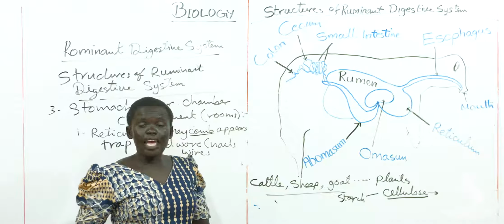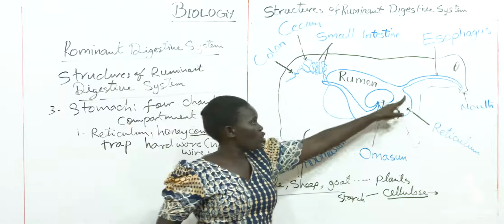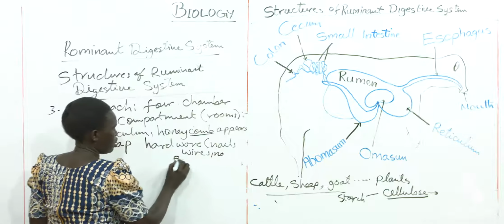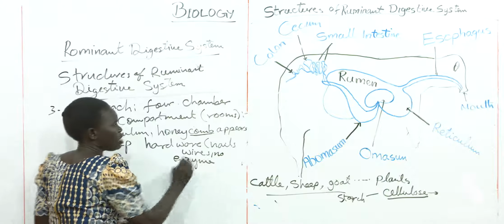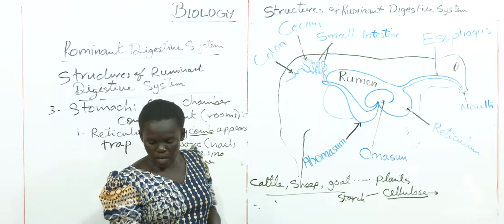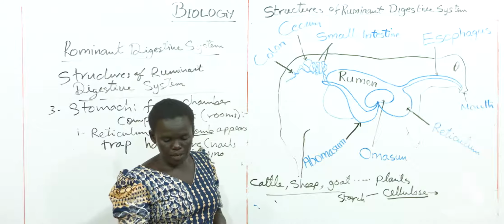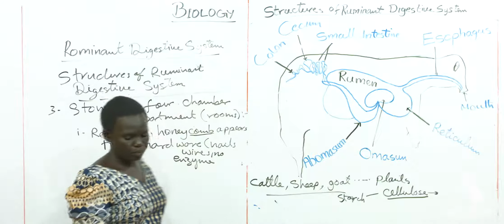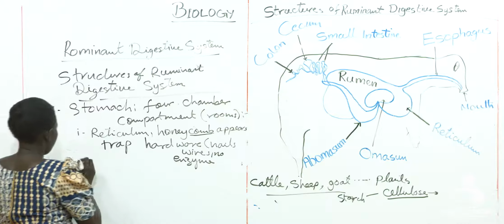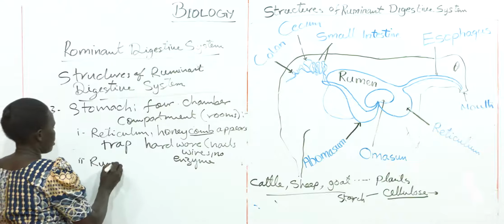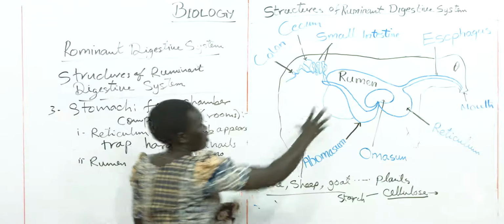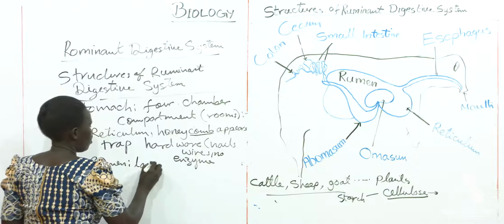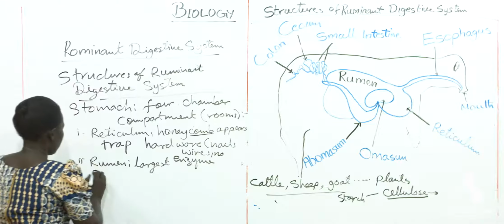And it has no enzyme. No enzyme is released at this wall. This is room number 1. Coming to the second room, which is the rumen, which is this one from here. It is the largest section of the stomach.